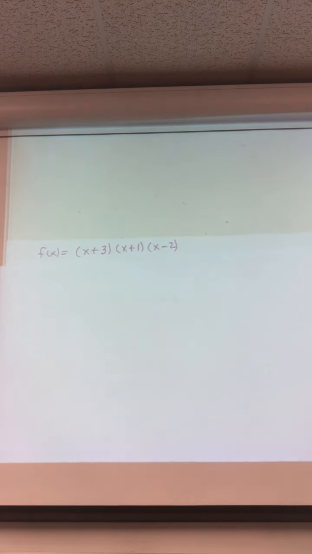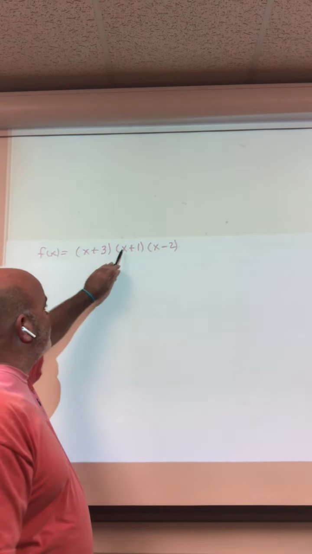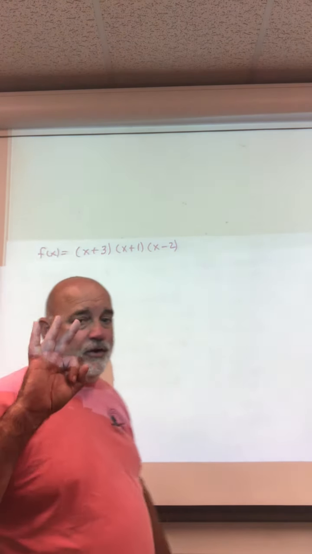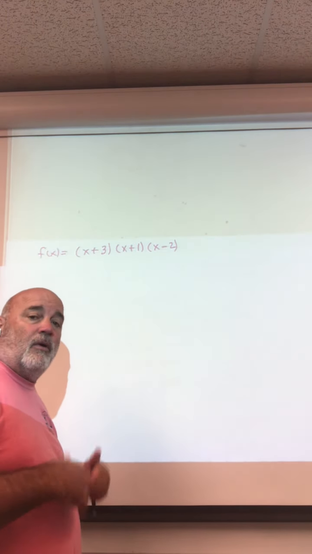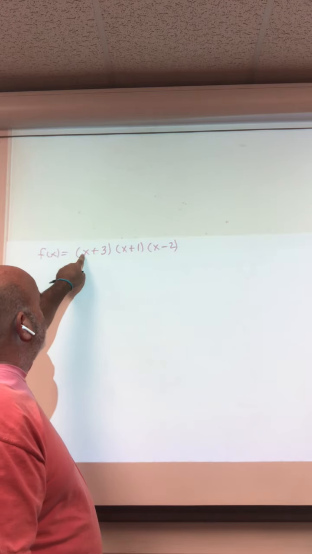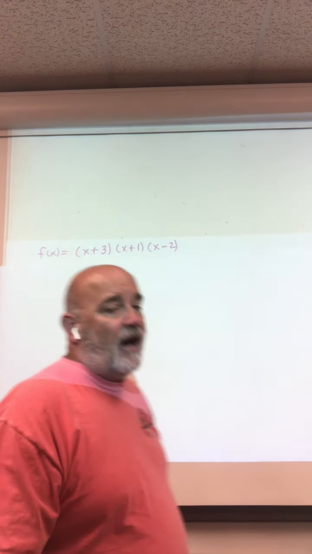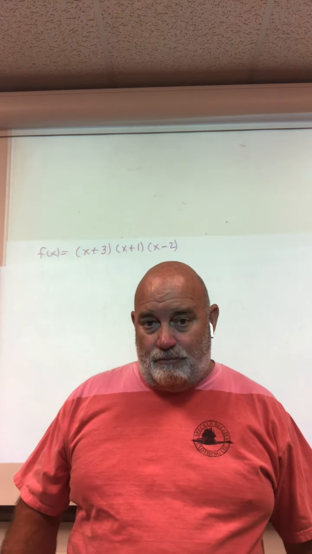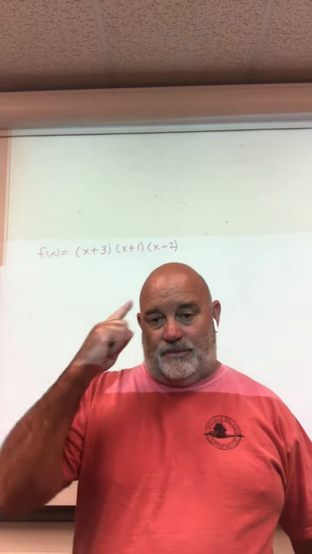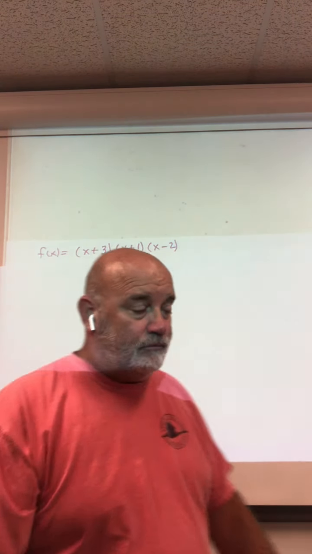All right, the first thing that we do is let's talk about the degree of it. X, X, X. That's a 3rd degree. Now, is it a positive leading number or a negative leading number? Positive 1, positive 1, positive 1. So it's a positive odd degree. That means the left arm is going to go down and the right arm is going to go up. So remember that. The left arm is going to go down, the right arm is going to go up.